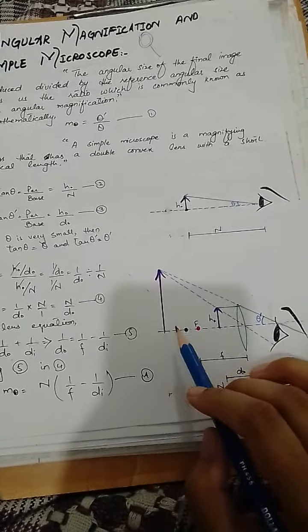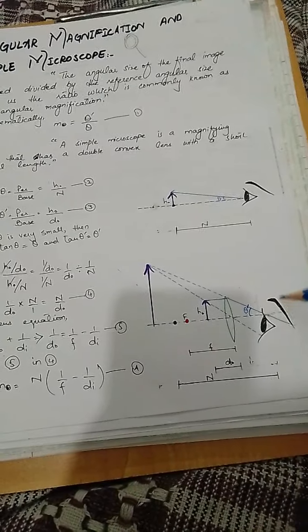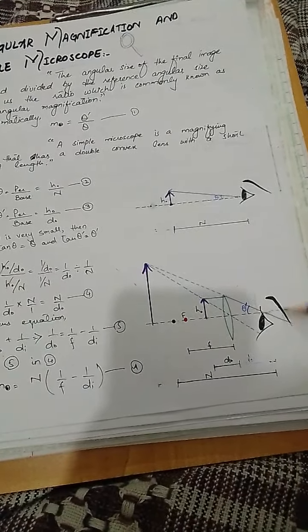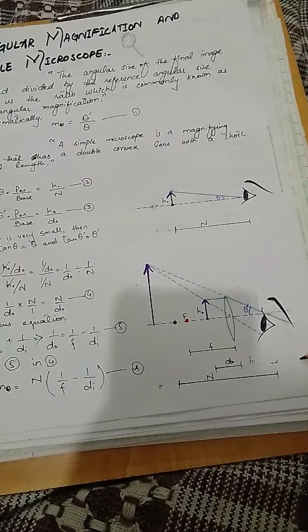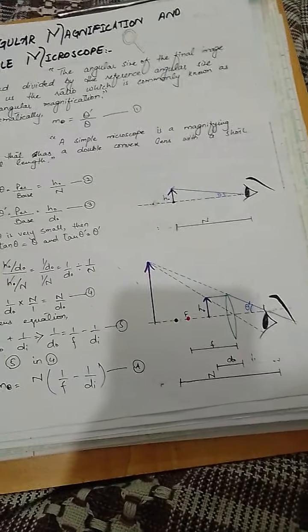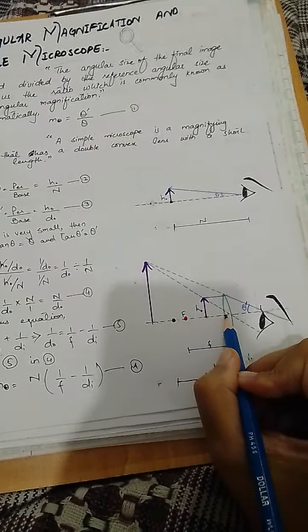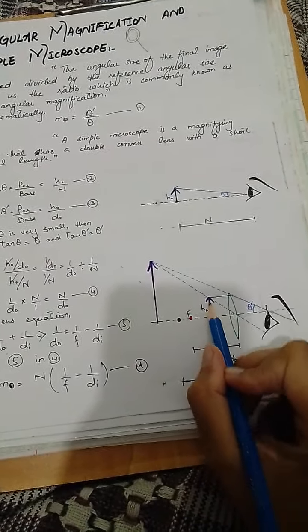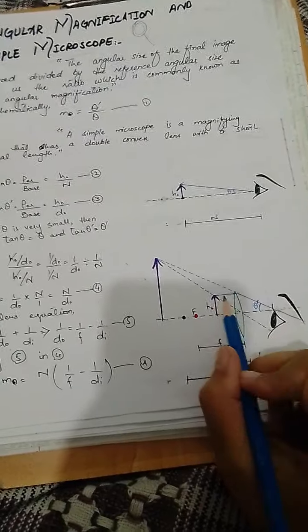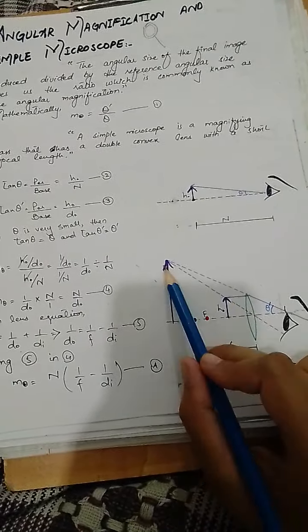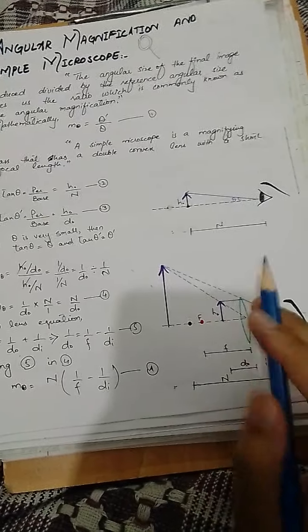Okay, if the object is placed beyond F, then we will get a magnified, real, inverted image. But if this object is placed between F and O, then you will get a virtual image. In case of a lens, a virtual image is the one which is made on the same side of the lens as that of the object.